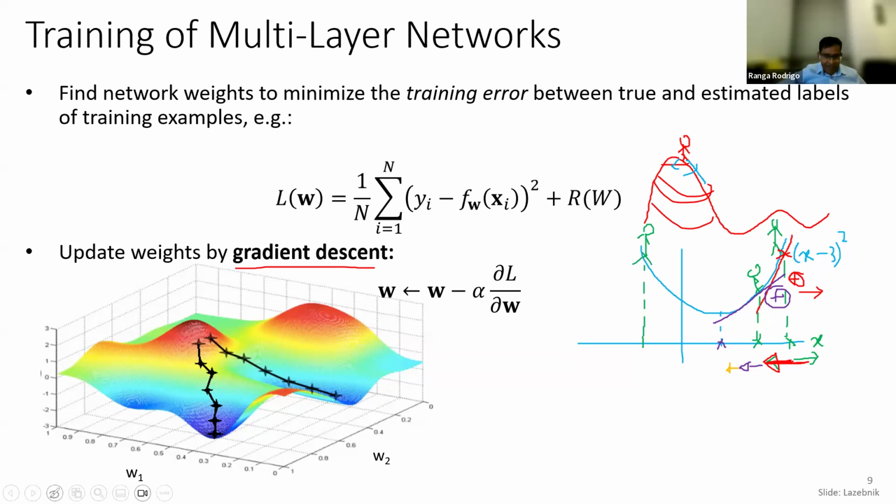Now you estimate the gradient again here. The gradient makes a large angle with respect to the x-axis, so therefore the gradient is negative. Negative means the gradient is pointing this way, but you have to walk in the opposite direction of the gradient. So you move this way. You can see that step by step, hopefully you will reach the minimum. So this is called gradient descent.